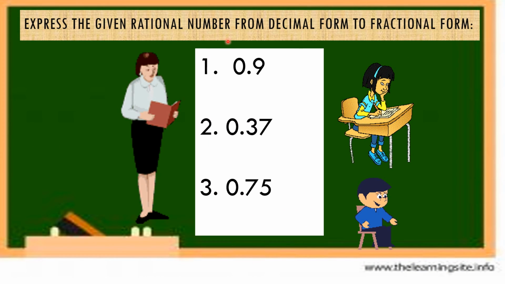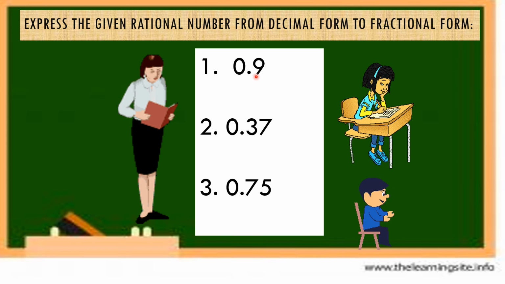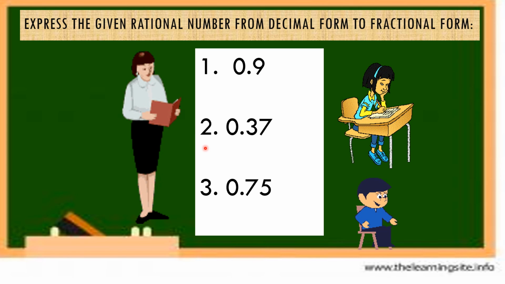Express the given rational number from decimal form to fractional form. Number 1, 0 and 9/10. Number 2, 0 and 37 hundredths. Number 3, 0 and 75 hundredths.